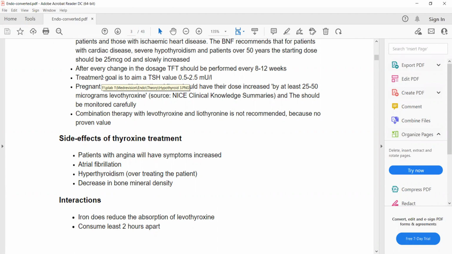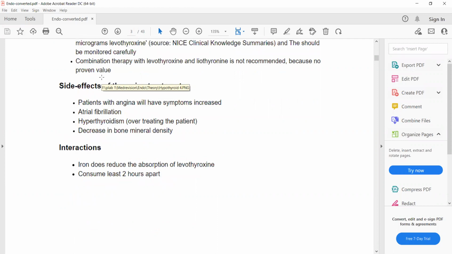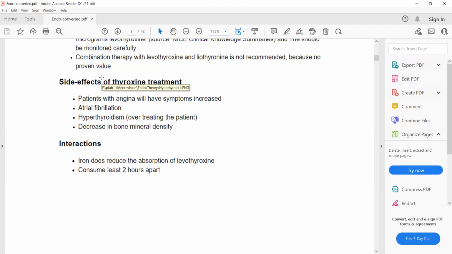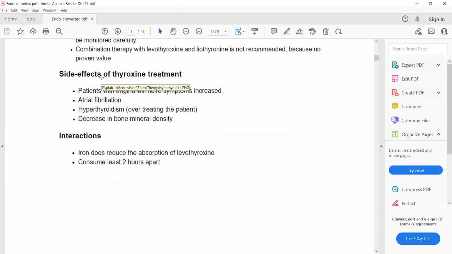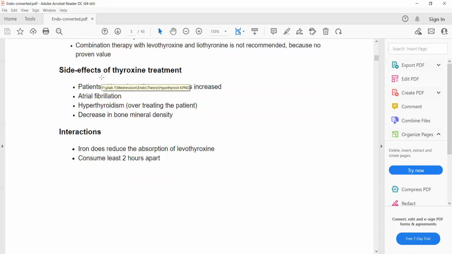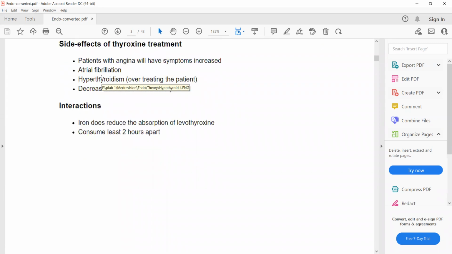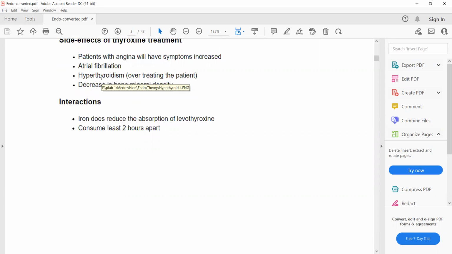Side effects of thyroxine treatment are that the patient can develop atrial fibrillation, patient can develop hyperthyroidism, and decreased bone mineral density, because thyroxine or thyroid hormone increases bone resorption. One other thing that you need to remember is that thyroxine absorption is decreased by iron, so they should never be taken together.